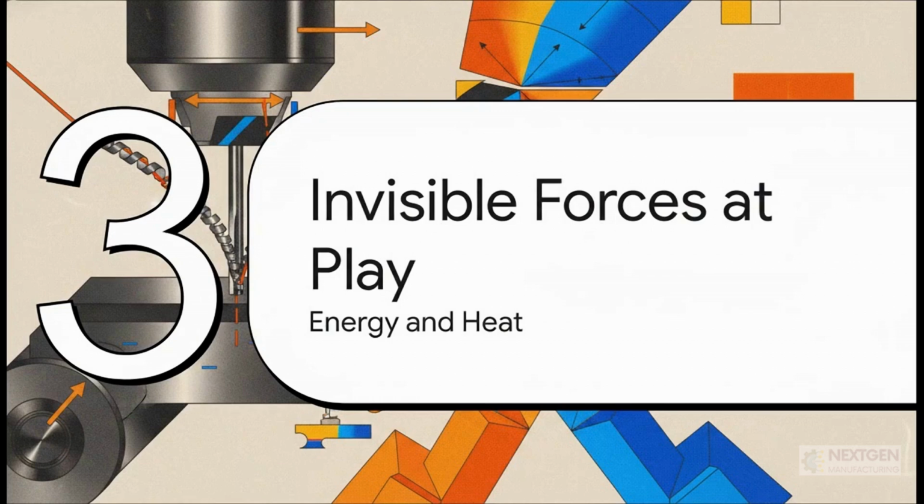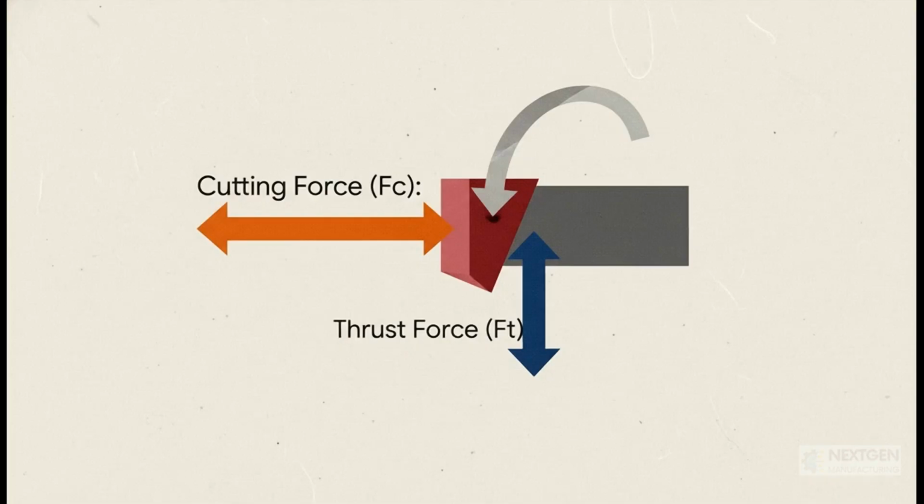Okay, so we've seen the chip, but what about the stuff you can't see? I'm talking about the invisible world of immense forces and just an incredible amount of heat. So, to really get a grip on what's happening, engineers are constantly measuring 2 main forces. First, you've got the cutting force. Think of this as the main muscle. It's the force pushing in the direction of the cut, and it's what determines how much power you need. Then you have the thrust force, which is trying to shove the tool away from the part. You have to control both.